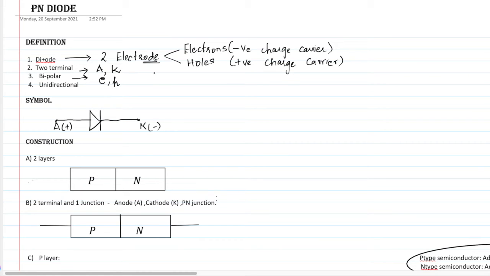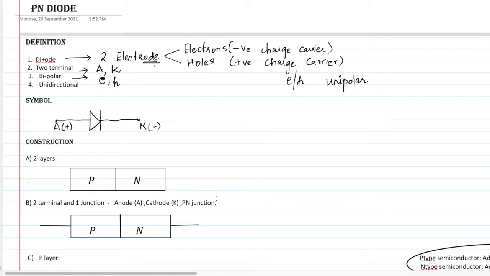Say if any device constitutes current only because of electrons or holes, then it is known as unipolar. Here in PN diode, current flows, and that's because of both electrons and holes. Electrons and holes both are the reason for the current flow.